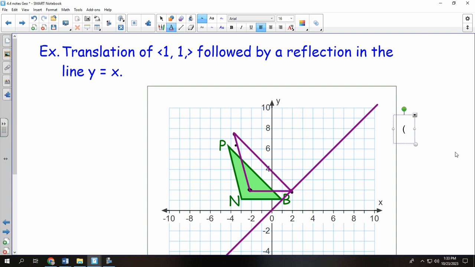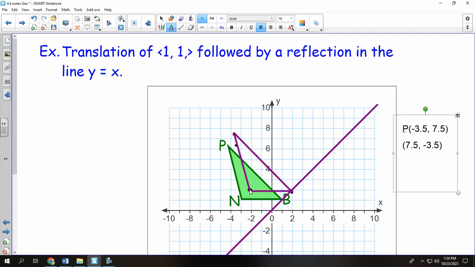So our P is at, let's look it up, it is at like -3.5, comma 7.5. So the new one is going to be at 7.5, comma -3.5. And this is for P. I put the primes in, but I don't think that'll help you.